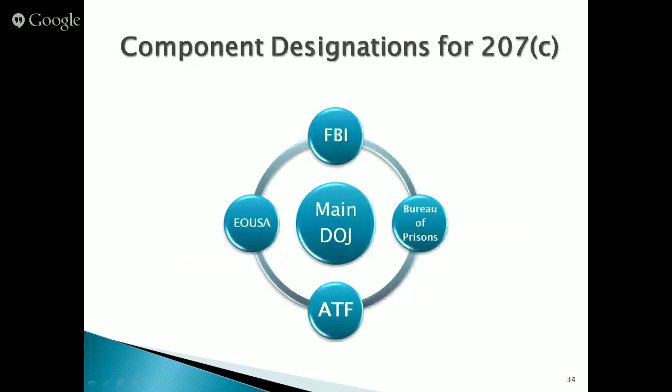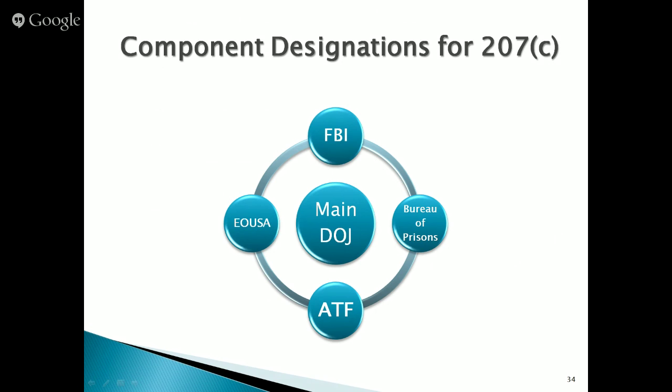If you go to slide 34, we've got an illustration of component designations for 207(c). It's a partial representation of the Department of Justice's component designations. There are more components than this. We're doing this just for illustrative purposes, because we've probably heard of these components. Some of the others might not be familiar to folks.